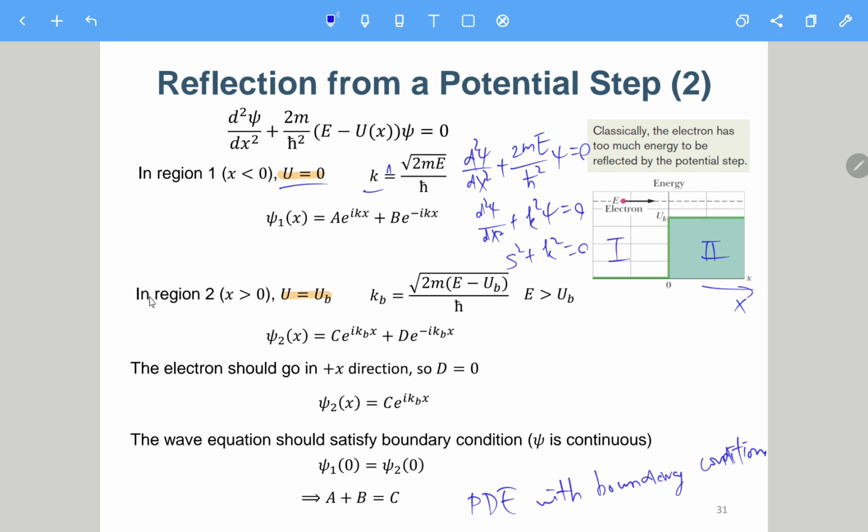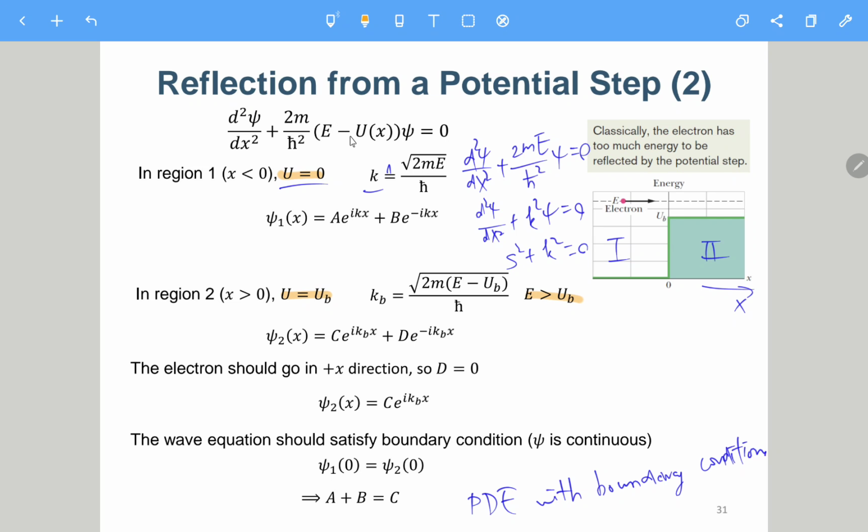Okay, so the next one is x larger than 0, in region 2. We have u equals ub. ub is larger than 0, but we at least know that E is larger than ub. The kinetic energy of the particle is larger than the potential step. So we know that this term is nothing but E minus ub, and E is larger than ub, so E minus ub is still a positive value.